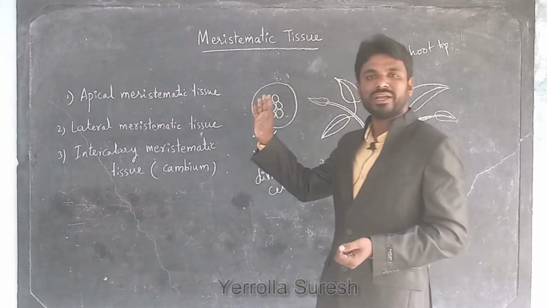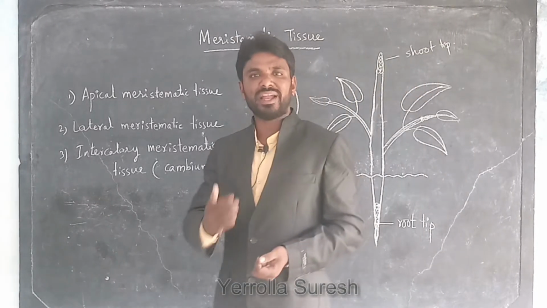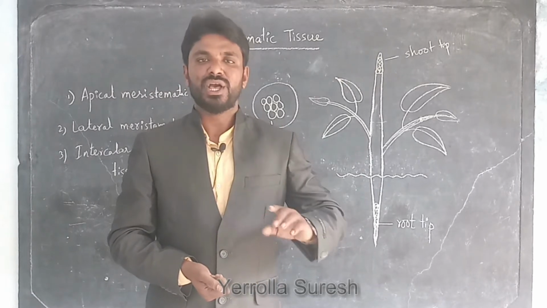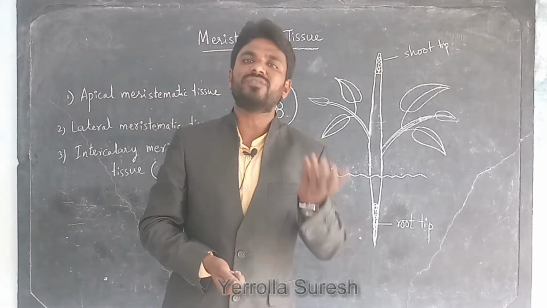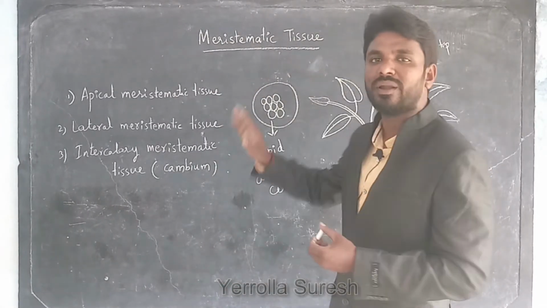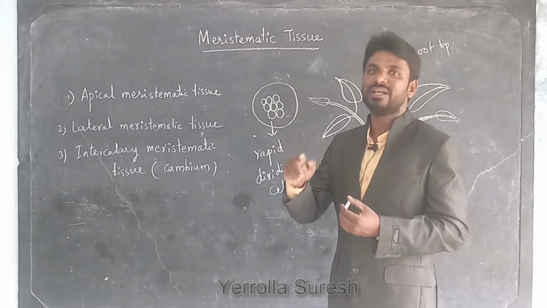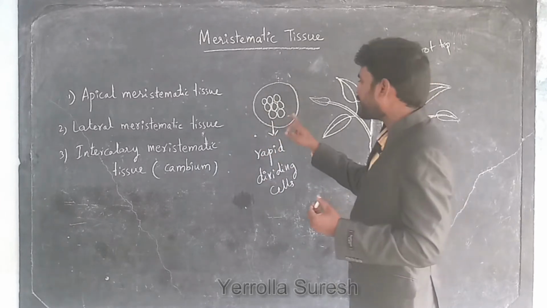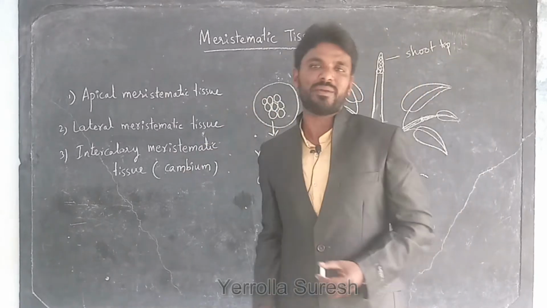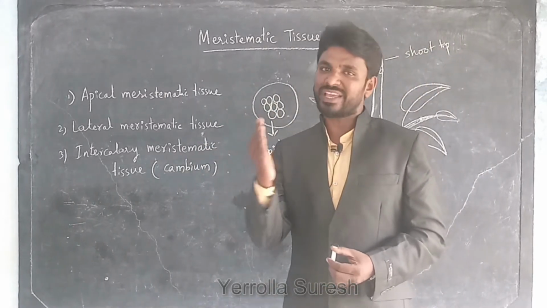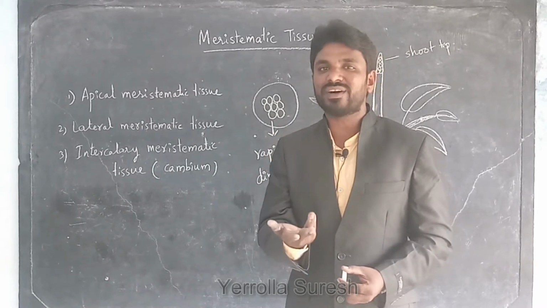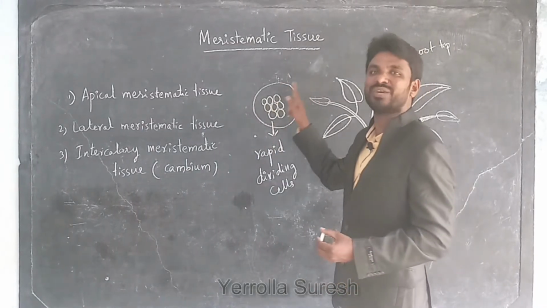So, meristematic tissue helps in growth and repair of the plant body. Meristematic tissue's main function is growth of the plant body and repair of the plant body. Growth and repair of the plant body is controlled by a tissue called meristematic tissue. The reason is all the cells present in meristematic tissue are rapidly dividing cells when compared to all the cells present in the plant body. All the cells can divide, but in the plant body which cells can divide very fast? Only the cells present in meristematic tissue.